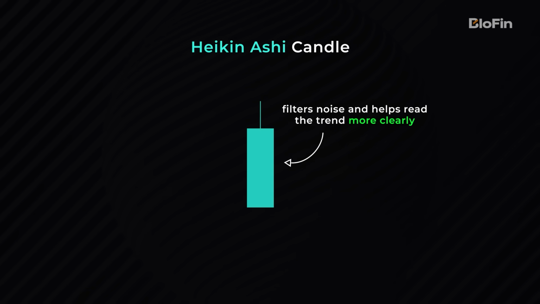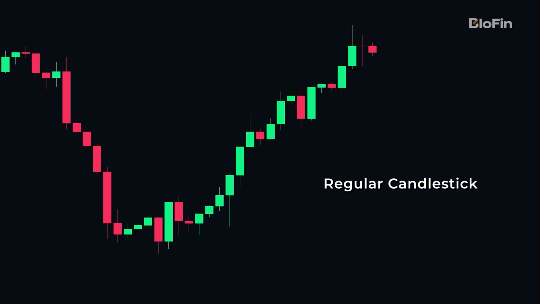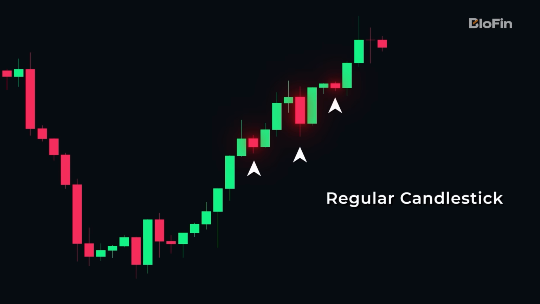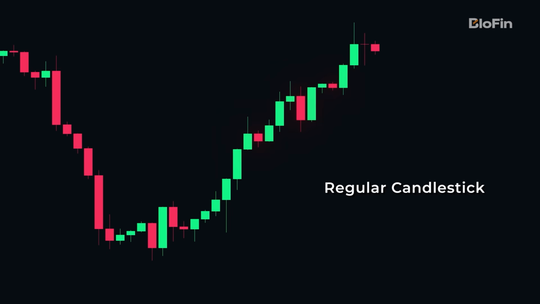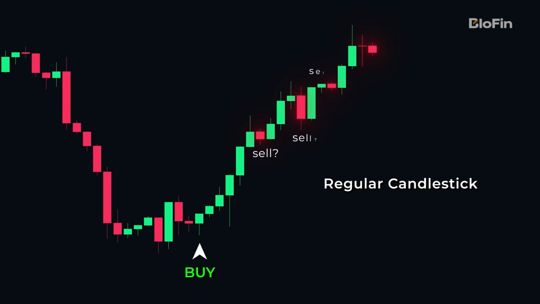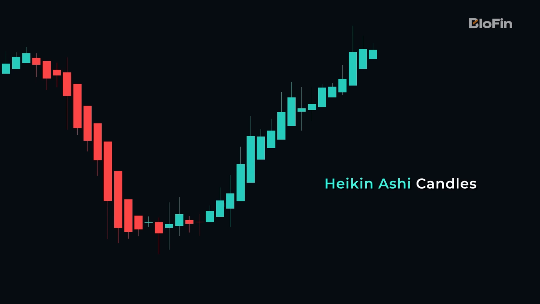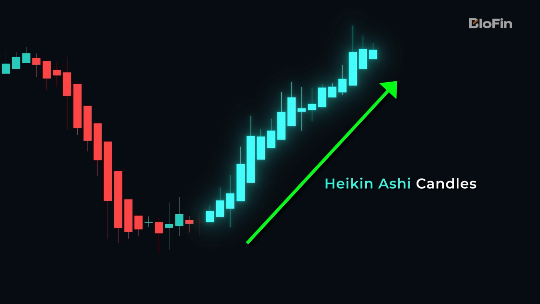So let's look at an example. Here we have a regular candlestick chart in a clear uptrend. But in this uptrend, you'll notice several opposite-colored candles forming along the way. These candles might confuse you into thinking that the trend won't last long. And if you're holding a buy position, it can make you panic sell early, causing you to miss the rest of the move. However, if we switch the same chart to a Heikin Ashi, notice how all the candles remain green during the uptrend. This removes the noise and gives you a much cleaner view of the upwards move.